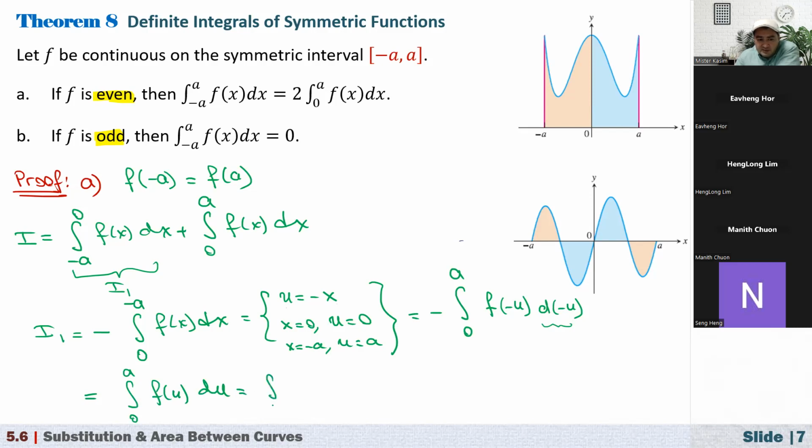That is exactly the same thing, because f of u du, f of x dx, f of y dy, they're all the same thing, right? So that is the integral of f of x dx. And that's why this thing is equal to 2 times the integral from 0 to a of f of x dx. Using a similar method, you can also prove that for an odd function, integrating over a symmetric interval about the y-axis results in 0.